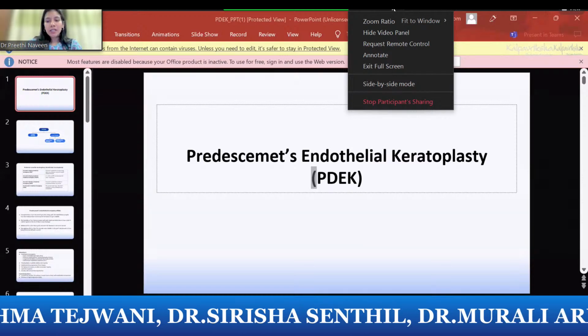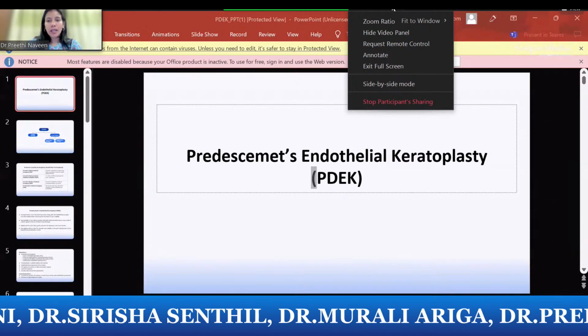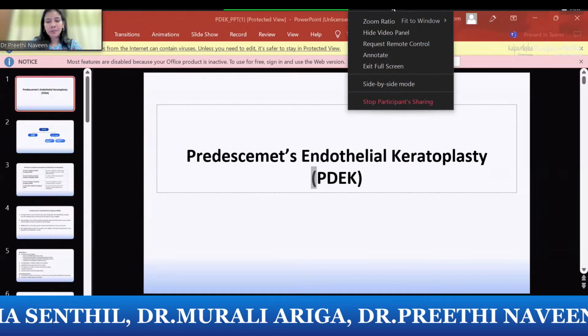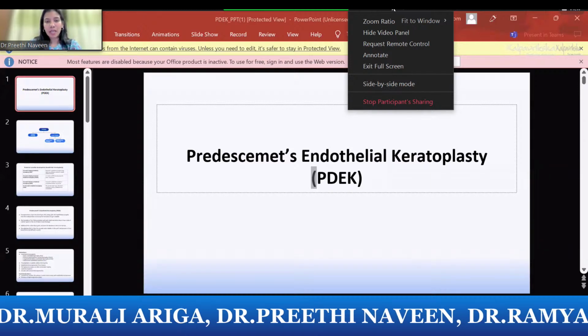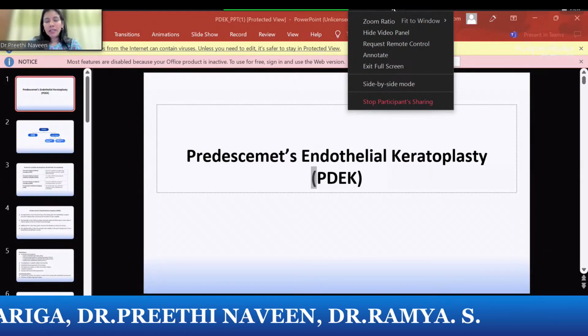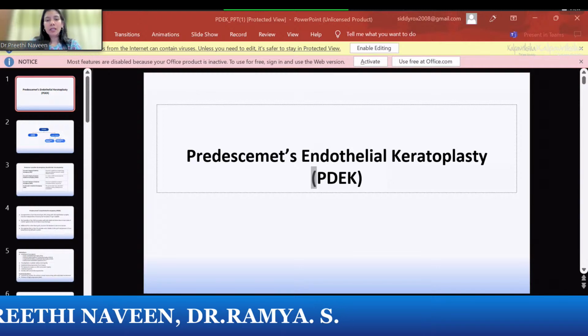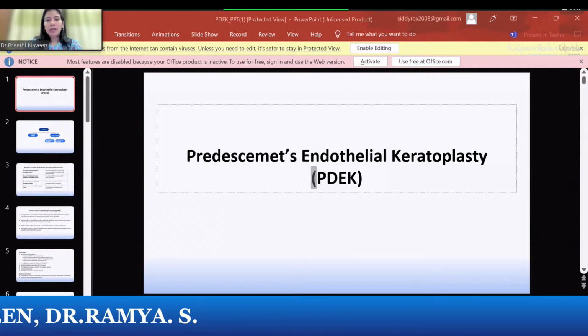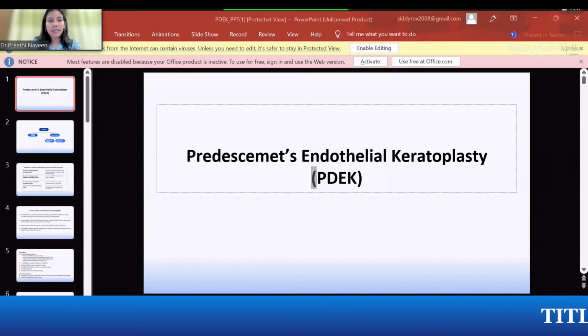And another advantage is your donor age. You can harvest it from very young donors, which is not possible with DMEK. And the advantage of taking a young donor is, again, you have a specular count which is very good. So that's one of the major advantages in a PDEK surgery, where you get to work with a good specular count in these cases.